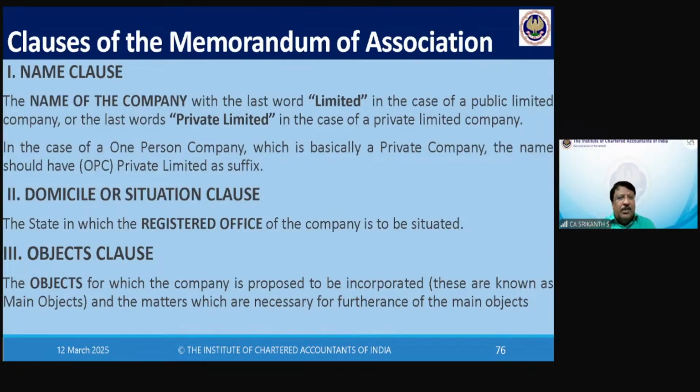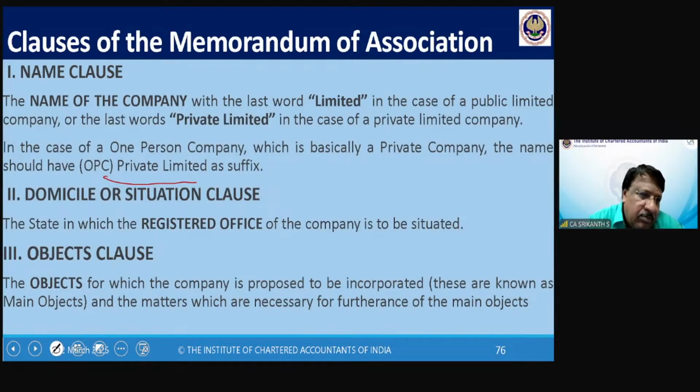That means that it is an OPC, and all OPCs are by definition private limited. OPC cannot be public, only private. So basically, they are treated as if they are private companies, which is why an OPC can convert into a public company, but a public company cannot convert into an OPC. First, it has to become private and then convert into an OPC. Private can become OPC, OPC can become private, but public cannot become OPC.